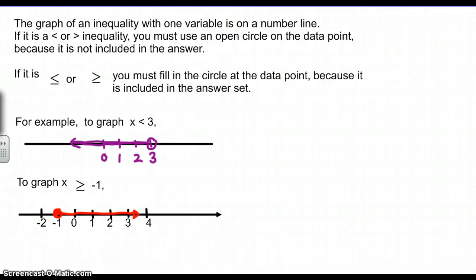To graph x is greater than or equal to -1, you would find -1 on the number line. But because it's greater than or equal to, the answer actually could be -1. That means it has to be included in your line, so you put a solid circle on -1. Because x is greater than -1, you must draw your arrow to the right.